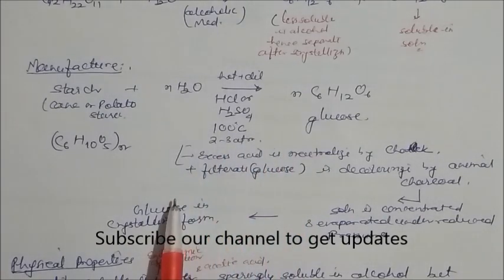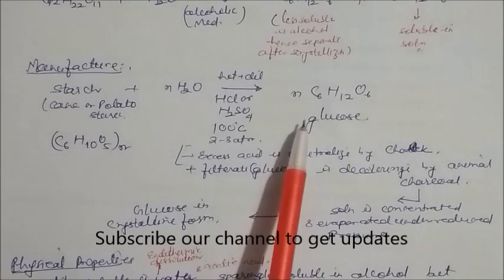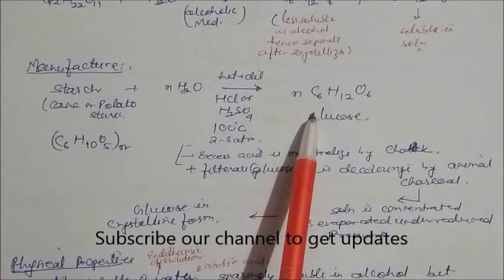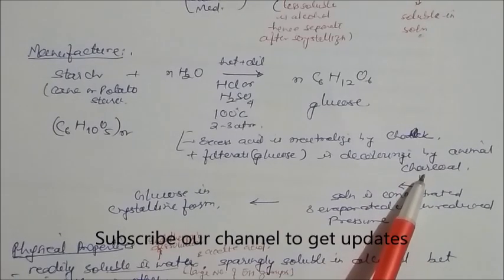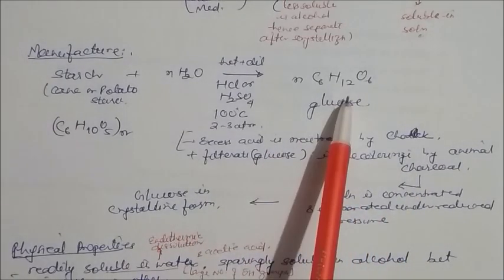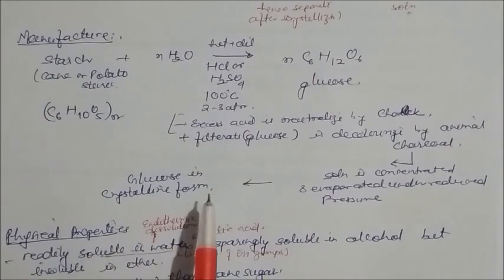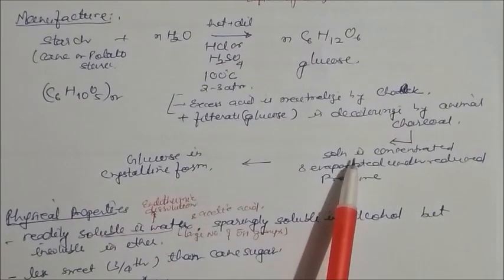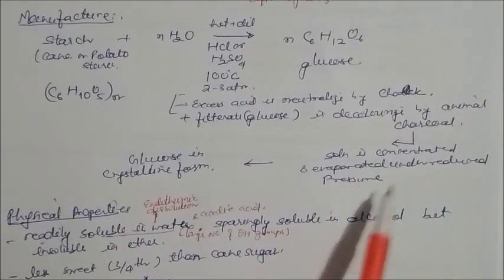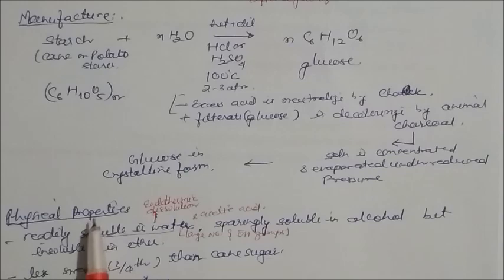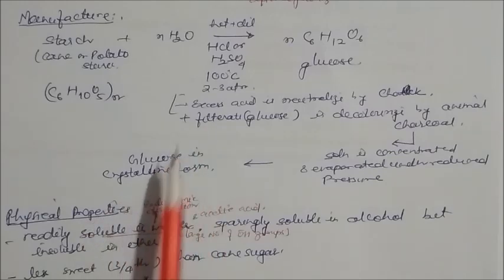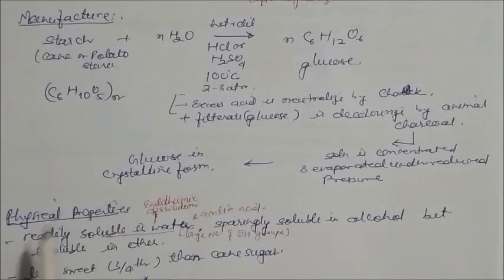It is less soluble in alcoholic solutions, and after separation as a filtrate, this glucose is decolorized by animal charcoal. This filtrate then gives us the glucose. The glucose solution is again concentrated and separated under reduced pressure, and we will get the glucose in crystalline form. So this is our formation of glucose.